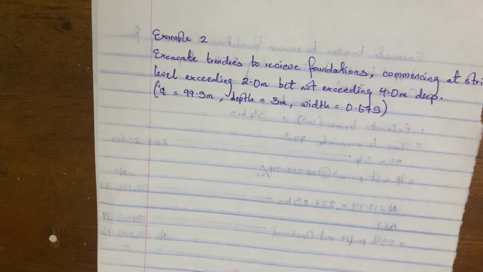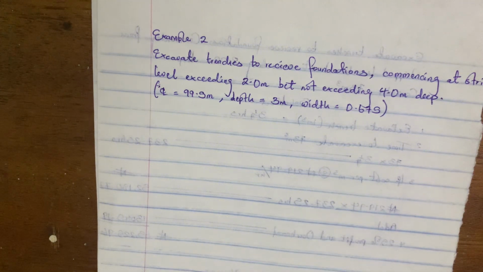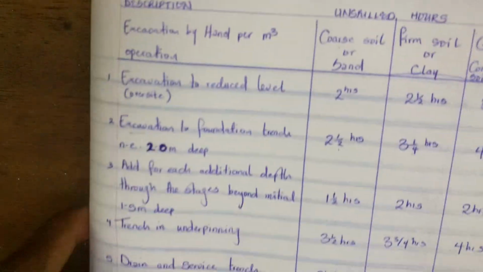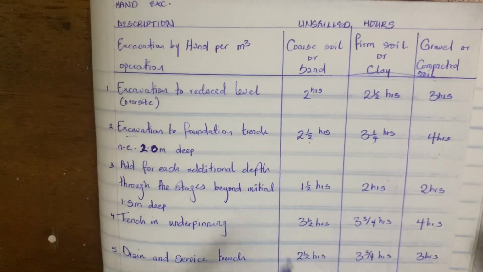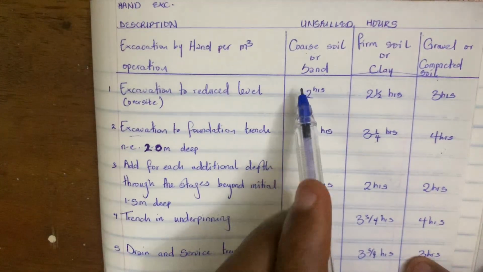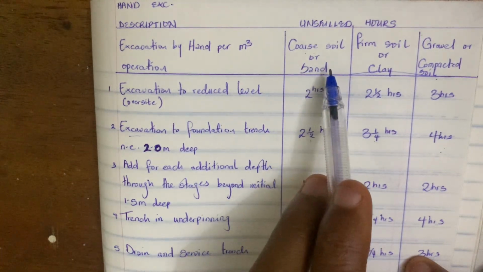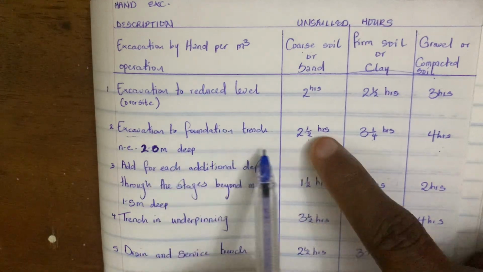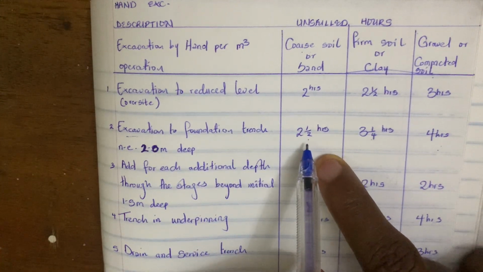So now, like I said before, the first thing you're going to now be asking yourself is to know what is the labor constant for this particular operation, and to know what type of soil you are excavating. So now we'll go to our table. So we assume that the type of soil we're excavating is a quartz soil or sand, and they say that the labor constant is 2.5 hours per meter cube.